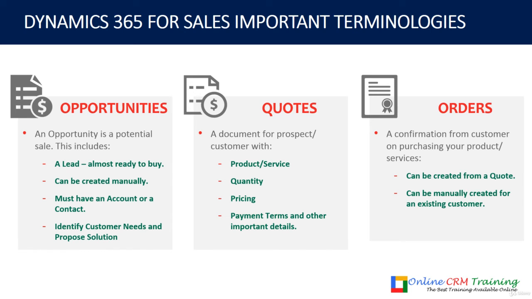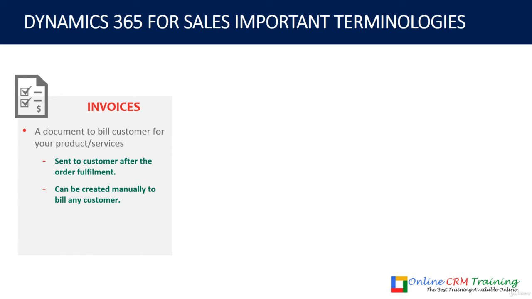It's a confirmation from the customer on purchasing your services. You can create an order from a quote, or you can also manually create it for an existing customer. The next one is the invoices. So once the customer has given the order, now it's time for you to deliver the services or product that you have promised them. And after that, you will generate an invoice to bill the customer.